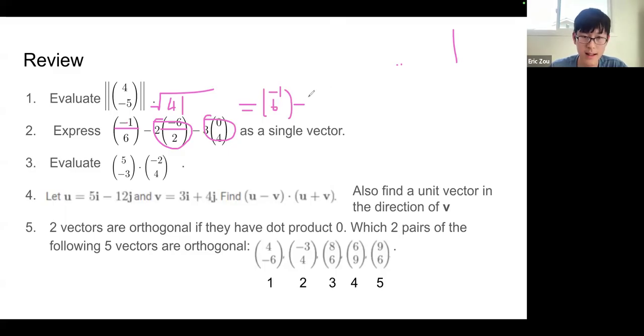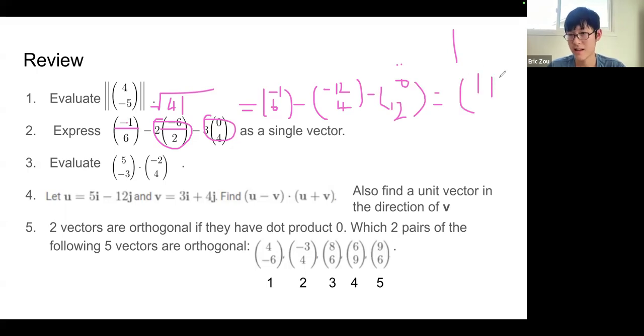minus, well, technically you can do minus 2 and you distribute negative 2 inside, but I'll do minus negative 12, 4. And we'll minus again 0, 12. We just evaluate this. Minus 1 minus negative 12 is 11. Well, technically minus 0, but it's still 11. And 6 minus 4 minus 12 is negative 10. So the answer is 11, negative 10 for question 2.